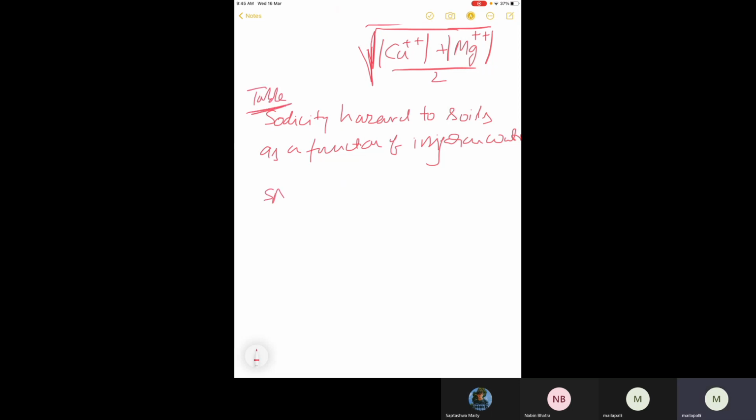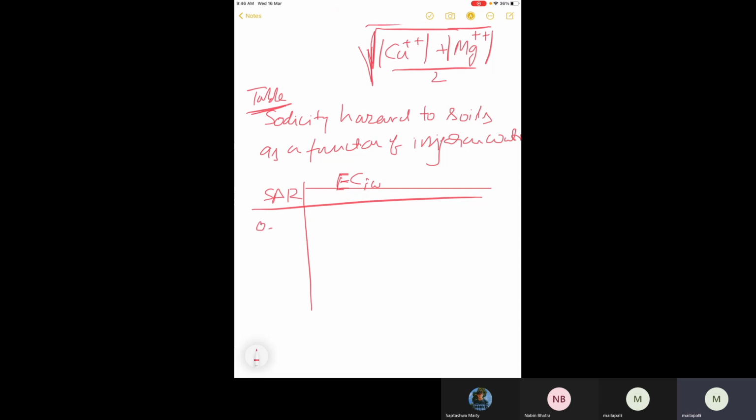So in this, the first column will be SAR. So now you find out the SAR value, and then the other value is EC, the irrigation water electrical conductivity. If you have the soil SAR and the electrical conductivity of irrigation water, then you can tell whether the situation will be hazardous to the plants or not.